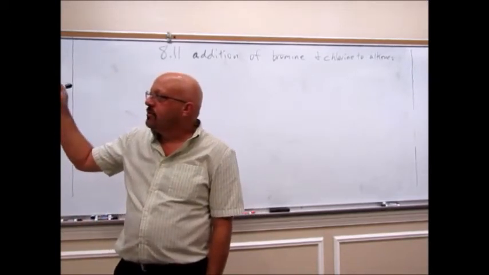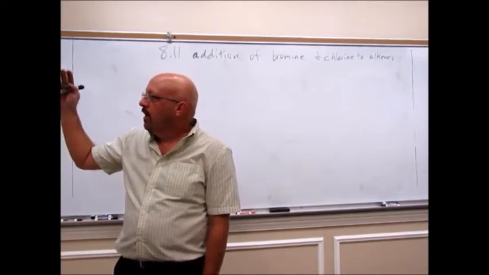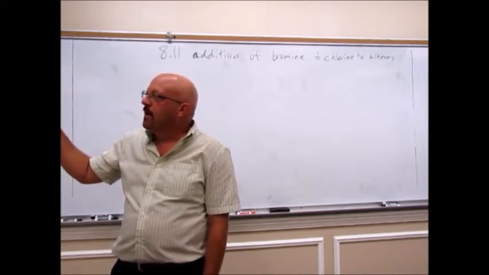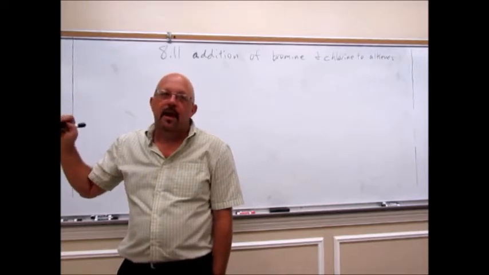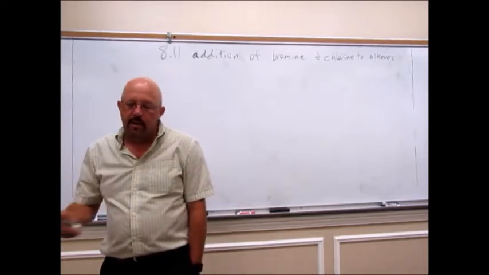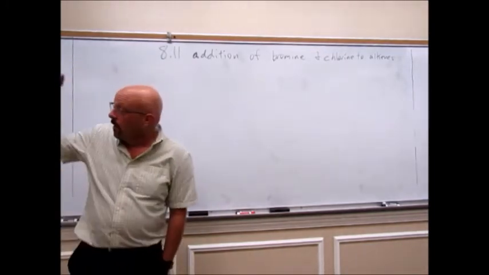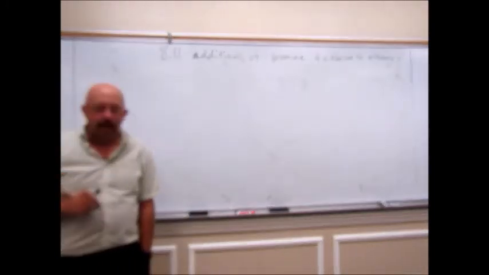So of the halogen molecules, fluorine is the most reactive, and then chlorine, and then bromine is a little bit less reactive. Iodine, we don't do because it's so unreactive. It doesn't want to react in these. So we're going to stick with just chlorine and bromine. Fluorine is too reactive, iodine is too unreactive.